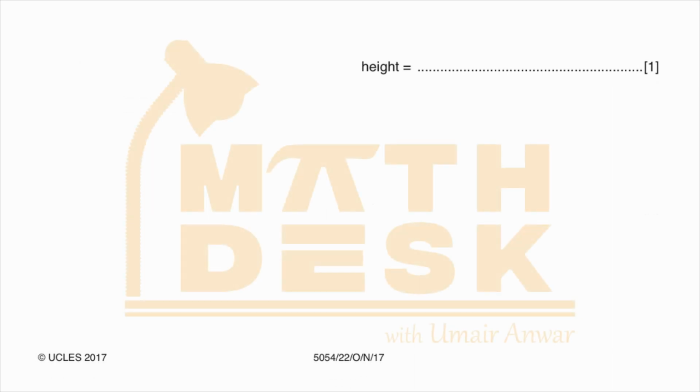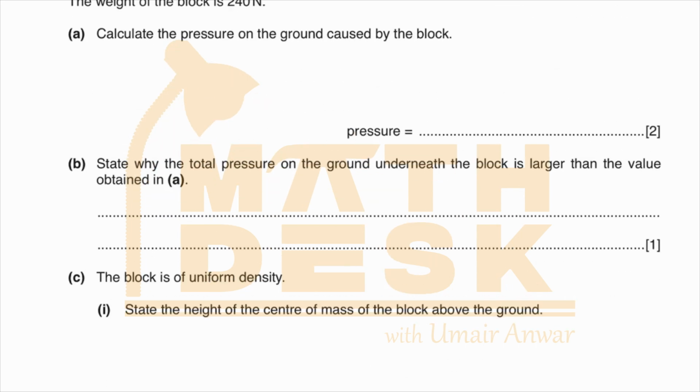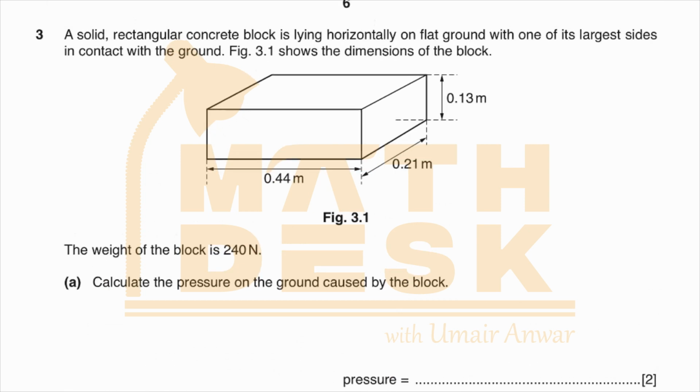Welcome to this tutorial. I'm solving question number 3 of GCSE O Level Physics paper 2 of the October-November exam series of 2017. The question says a solid rectangular concrete block is lying horizontal on flat ground with one of its largest sides in contact with the ground. So the side which is in contact with the ground is this one. Figure 3.1 shows the dimensions of the block.